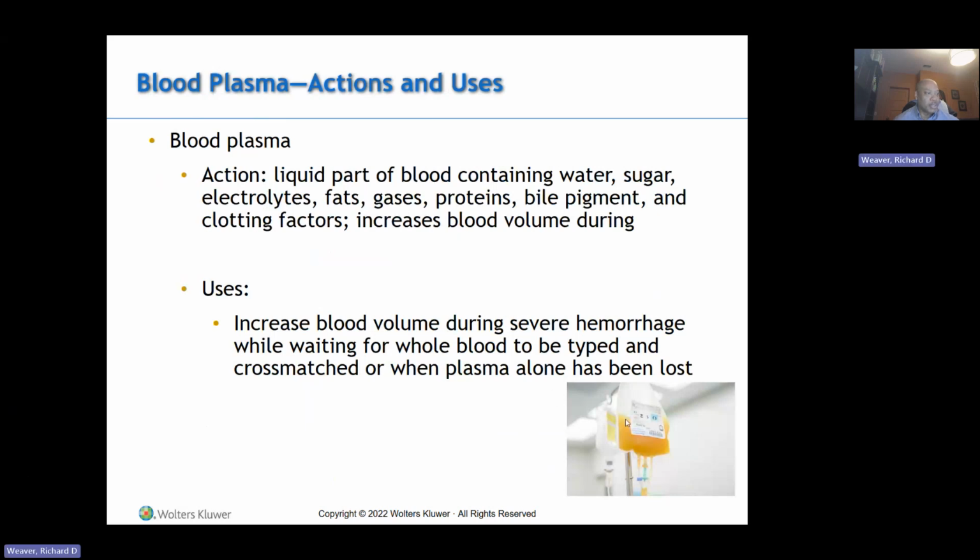And that's what plasma looks like here, that kind of golden looking solution. The reason it's this color and not red is that if it had red blood cells in it, then it would be red. But as you can see, this is the color of plasma. And you don't have to type and cross this one. Type and cross match can take some time, right? And the patient may not have time. And so we want to increase their circulating volume of plasma to improve their blood pressure so that the rest of their organs can live.